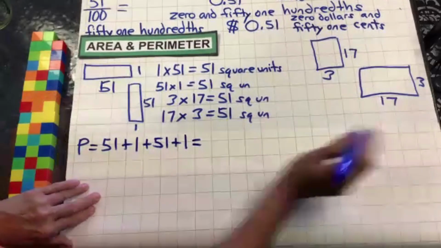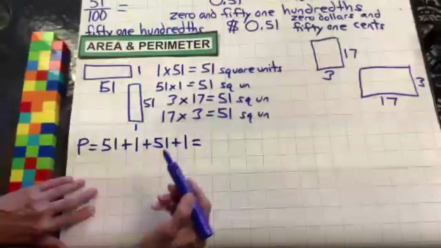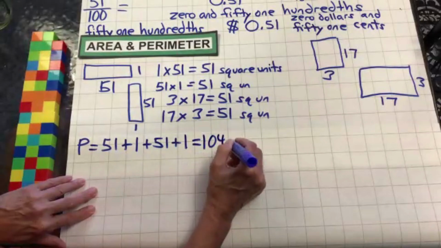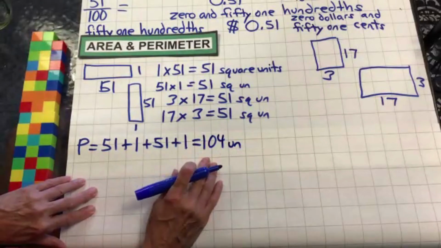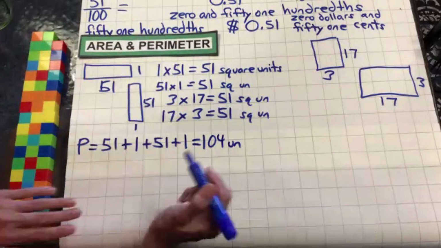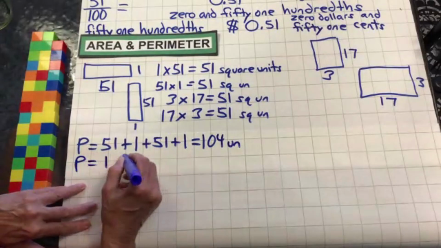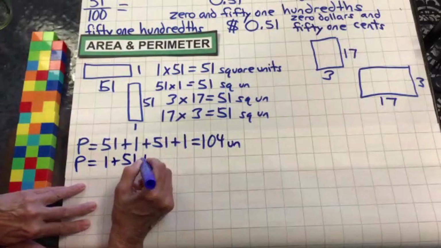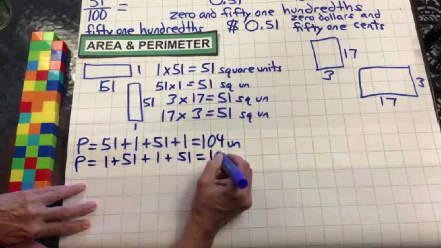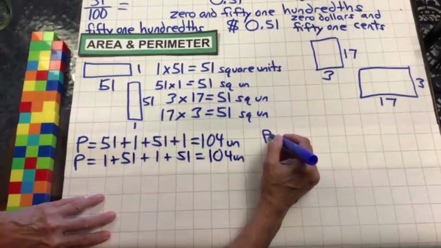So the perimeter of that rectangle is 51 and 51. We know that is 102 plus these two is 104 units. And this would be linear units because it's just the length of the sides. If we opened up the sides, that would be how long it would be. The other perimeter would have been a 1 plus 51 plus 1 plus 51, which would be the same numbers. So the same answer. All right, let's go to the perimeter of the other ones.